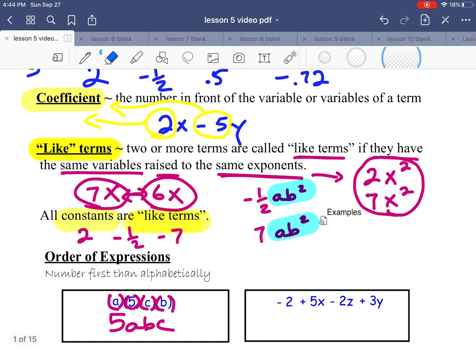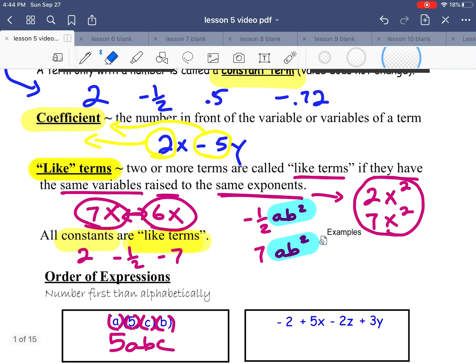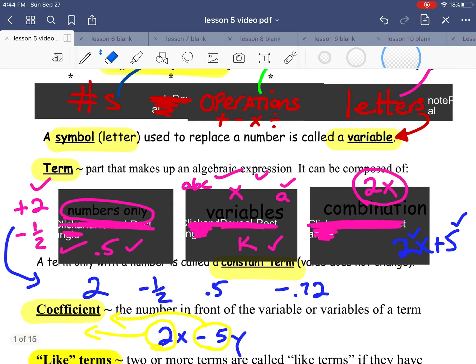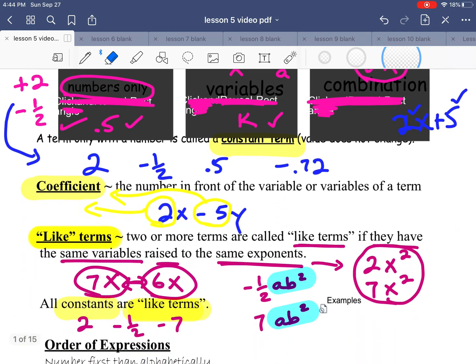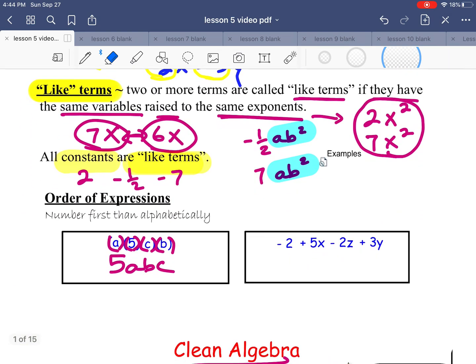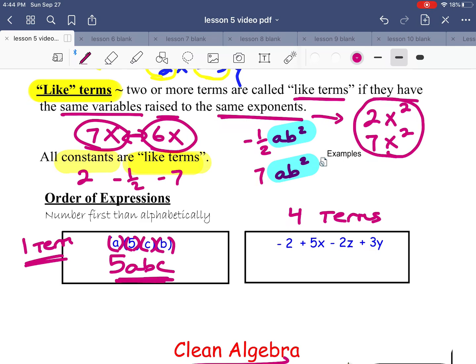For terms also, like terms, and the word terms up here, where are your terms? I'll talk about that more in class, but if we're talking about terms, for example, here there are 4 terms. This is one term. And my trick for that is that there's no adding, there's no pluses or minuses here. It's just 5ABC. Where here you have a -2, a plus 5x, a minus, plus. So anything that's separated by pluses and minuses are terms.